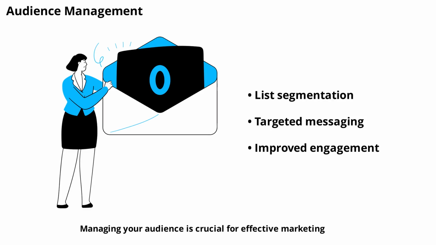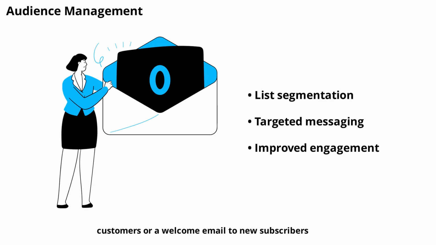Managing your audience is crucial for effective marketing. Mailchimp helps businesses organize their contacts into lists, groups, and segments. This means you can target specific customers based on their interests, behaviors, or demographics. For example, you might send a special offer to loyal customers or a welcome email to new subscribers. By keeping your audience organized, Mailchimp ensures your messages reach the right people at the right time, increasing the chances of engagement and conversion.